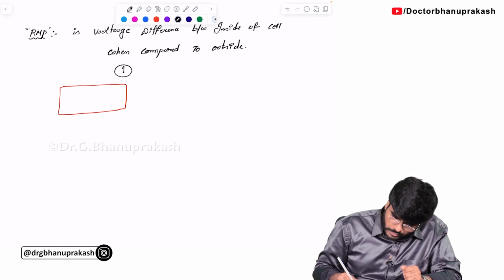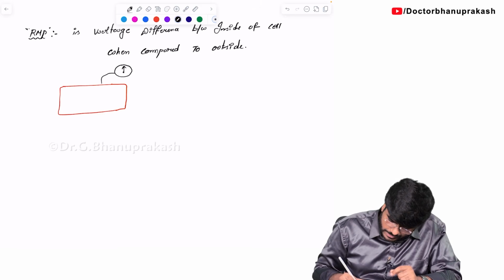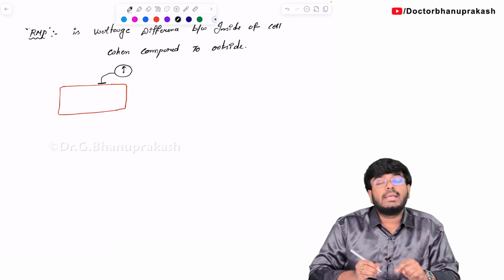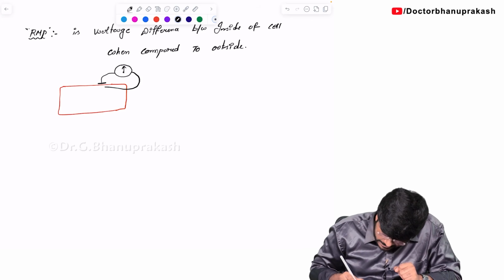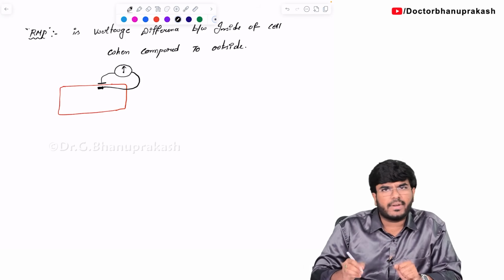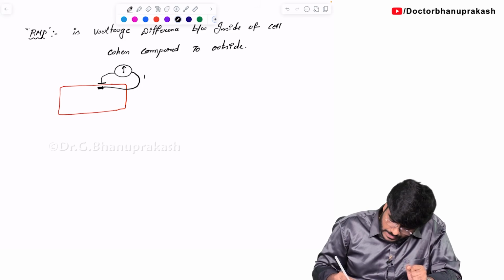Now this voltmeter is going to show me the voltage. This voltmeter is connected with electrodes. One electrode, the reference electrode, I am going to keep outside. In comparison to the outside, how much voltage difference is there inside the cell? There is one more electrode which I am keeping here inside. So how much difference is there? It's going to show some difference. That difference in the voltage is called the resting membrane potential.